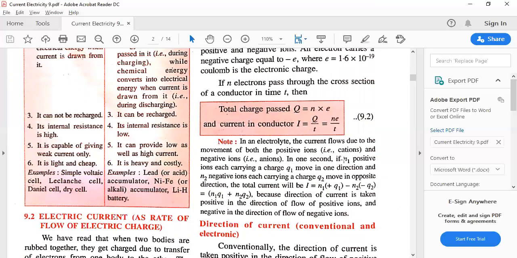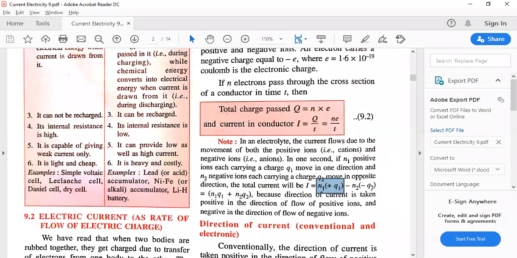The number of positive ions, N1. And N2 is the number of negative ions, with Q2 moving in the opposite direction. So what will be the total current? The positive ion quantity into the charge. And this is in the opposite direction. That is minus minus, it will get cancelled. Opposite direction means it is negative, going in the opposite direction.